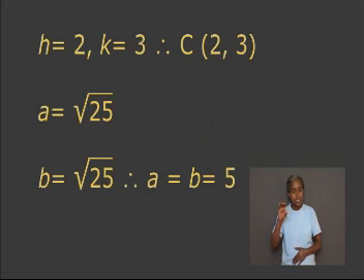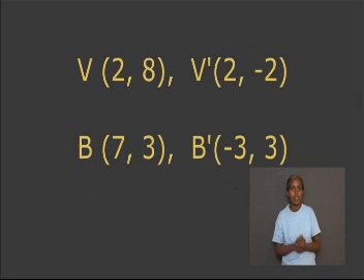C is found at 2, 3. a and b both equal 5. Since this hyperbola has a vertical axis, this means that the vertices at V and V prime will be 2, 8 and 2, negative 2. The vertices at B and B prime will be 7, 3, and negative 3, 3.